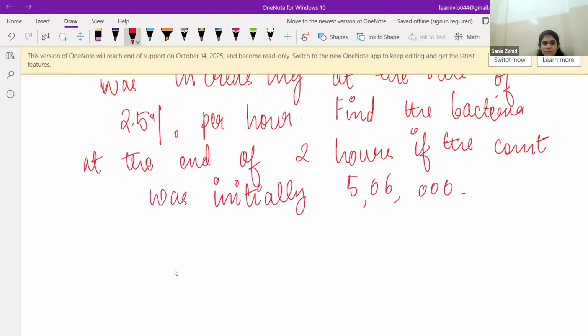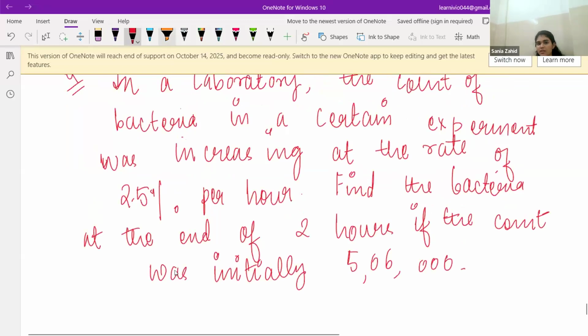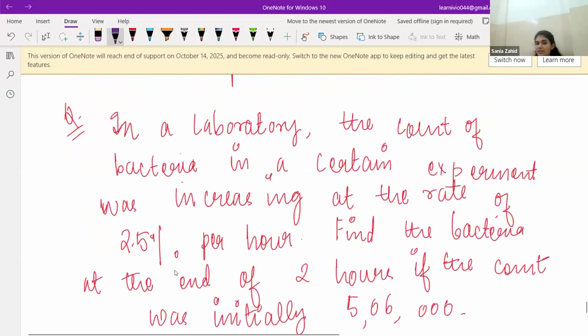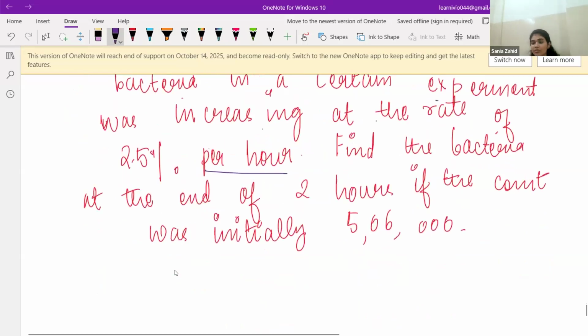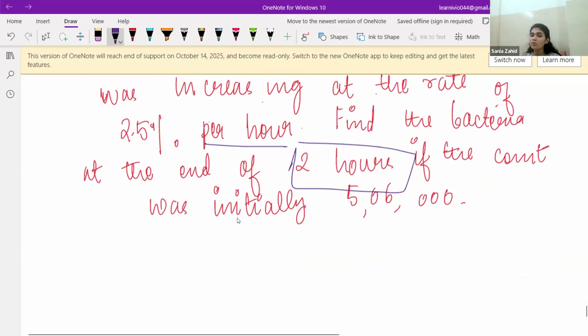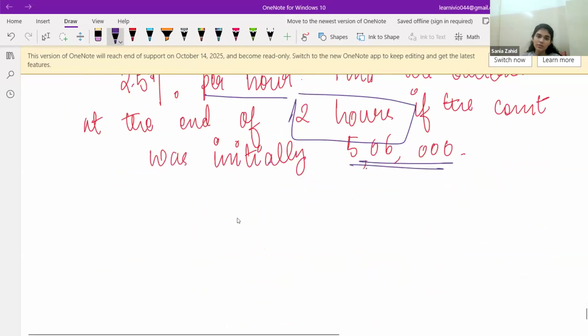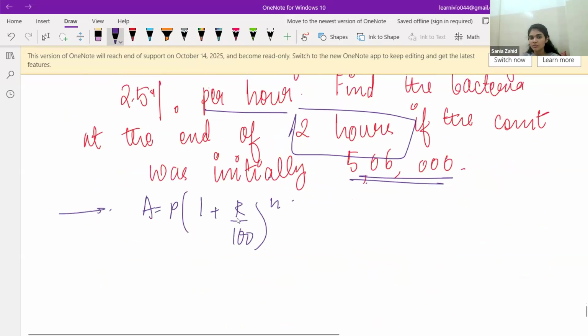So what you have to do is, look here very carefully. The count of the bacteria in a certain experiment was increasing at the rate of 2.5% per hour. So children, they are telling you that the rate of increase is in reference to the number of hours, right? You have to find the count at the end of 2 hours if the initial count was this much. So again, amount is equal to principal into 1 plus r by 100 whole power n. Use this formula and solve the question.